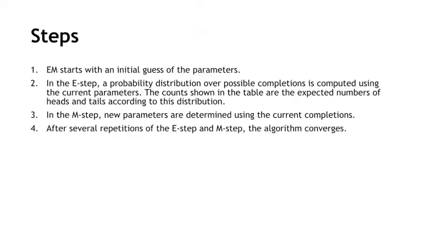Let us first go through the steps just once more. EM starts with an initial guess of the parameters. EM is the acronym for the expectation maximization algorithm. In the E step, a probability distribution over possible completions is computed using the current parameters. In the M step, new parameters are determined using the current completion. After several repetitions of the E step and the M step, the algorithm finally converges.